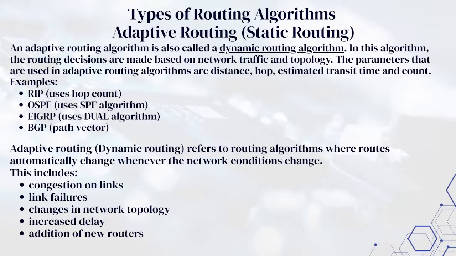We can summarize adaptive routing as a routing algorithm where the routes automatically change whenever the network conditions change. In static routing this was not possible; whatever the conditions were, the routes stayed the same. Here, the routes change automatically, according to the network conditions.